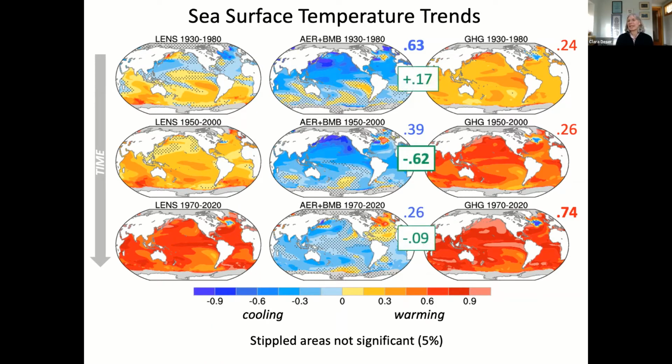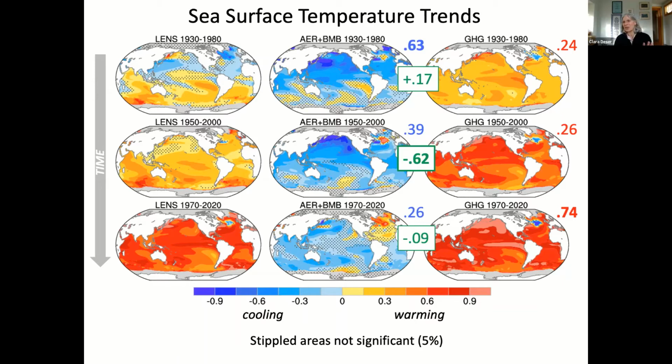And then we can look at how the responses to aerosols and greenhouse gases compare. These green numbers are the pattern correlations between the aerosol-induced effects and the greenhouse gas-induced effects. Early on, there's very little, insignificant pattern resemblance, and at the end, no pattern resemblance. But this middle time period is significant: a negative pattern correlation of minus 0.62, just telling you, and you can see by eye, that the patterns are really similar. You just have to reverse the sign in your head.